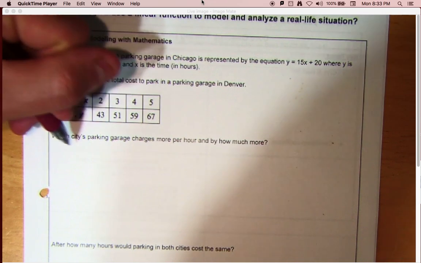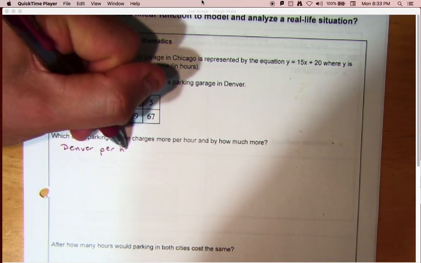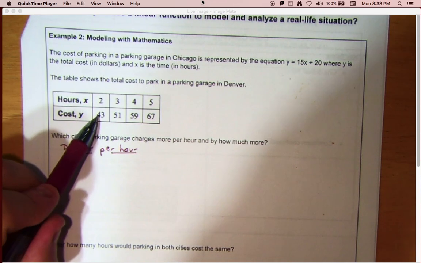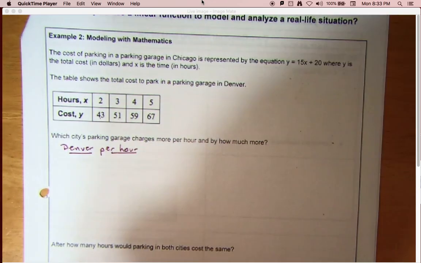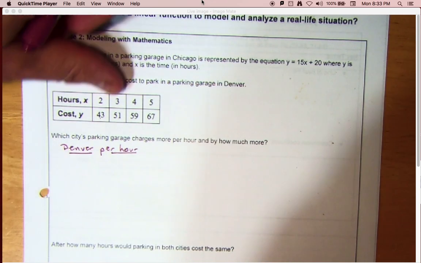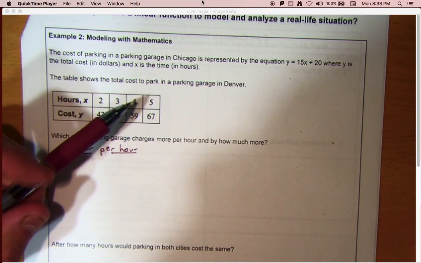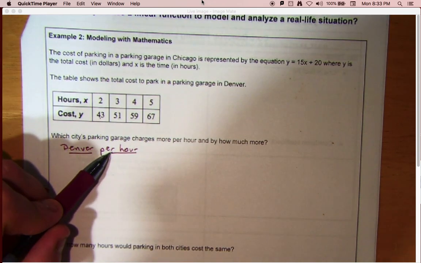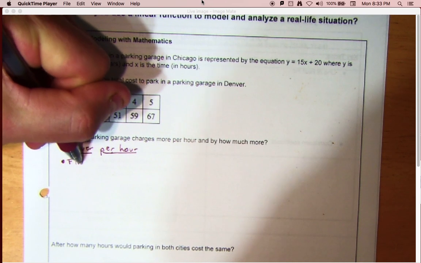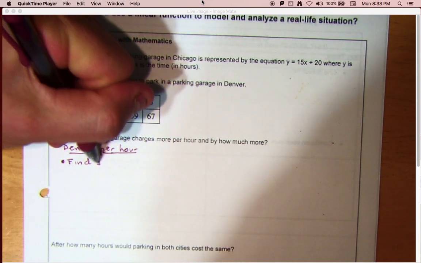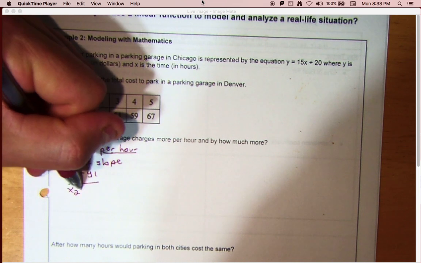So we've got to look at essentially what our variable costs are. So Denver, our per hour cost. Now you can look at this and say, okay, it goes from 43 to 51 to 59 to 67. You can say, hey, that's going up by $8 an hour, which is the correct answer. But I want to show you how to do it mathematically. Because what if I only gave you 2, 43 and 5, 67, and I asked you to figure it out? It might be a little bit harder. So anytime you want to find something that's per hour or something that's changing, that is going to be your slope. So in this case, if we wanted to find how much Denver charges, we need to find the slope. And that's going to be y2 minus y1 over x2 minus x1.